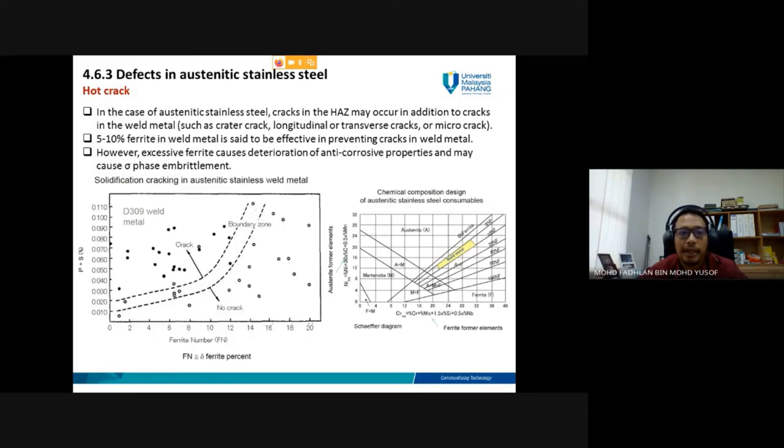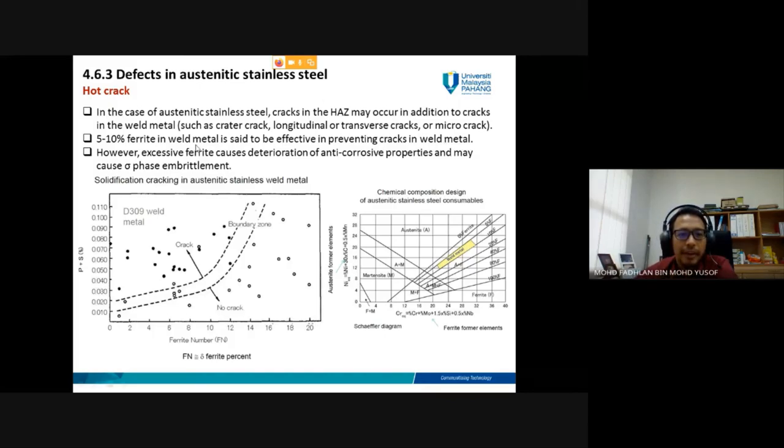Dan antara kelemahannya, dia cepat berlaku hot crack lah kalau kita welding dia. So in case of austenitic stainless steel, crack in the HAZ or heat affected zone may occur in addition to crack in the weld metal, such as crater crack, longitudinal crack, transverse crack or micro crack. Ni yang biasa occur, tapi kalau dalam austenitic steel ni dia ada lagi crack dalam HAZ. So 5 to 10% ferrite in weld metal is said to be effective in preventing crack in weld metal. Yang ni masa kita alloy kan dia lah. So austenitic steel ni dia ada range alloy dia. Jadi kita control dia punya chemical composition ni in order to prevent crack during welding process.